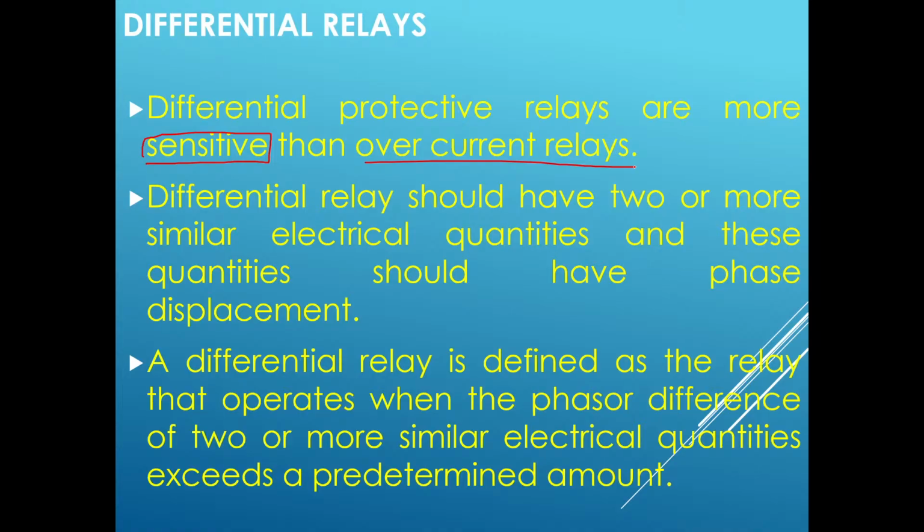These differential relays usually have two or more similar electrical quantities, and these quantities should always have a phase displacement. So the differential relays used for protecting power system equipment should always have two or more similar electrical quantities with a phase displacement. Usually the phase displacement will be approximately 180 degrees.